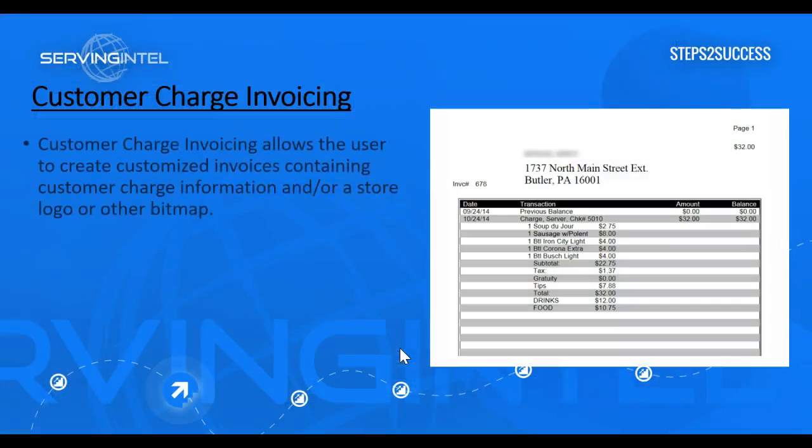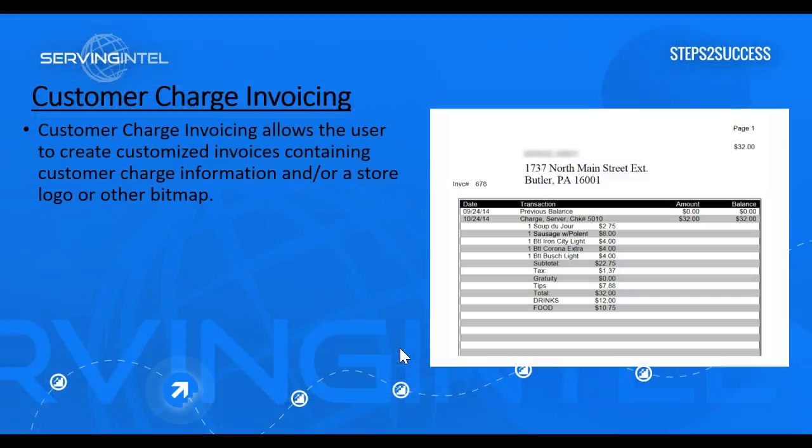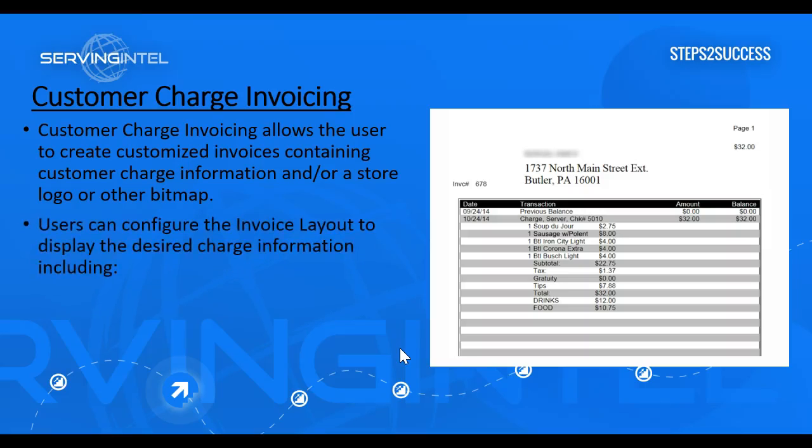Customer charge invoicing allows the user to create customized invoices containing customer charge information and/or store logo or other bitmap images. Users can configure invoice layout to display the desired charge information, including the following data: the customer account balance, payment due date, and tax totals, as well as several other informational options.